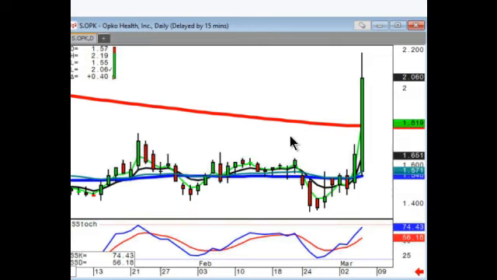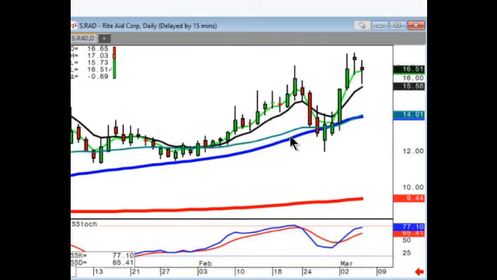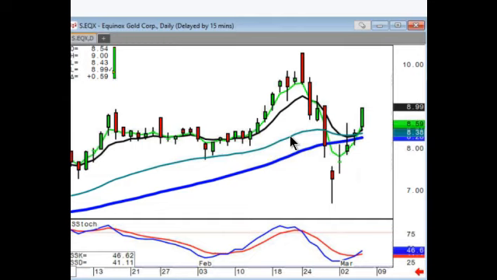OPK, big breakout. Now you have to trade this one off your 10-minute chart. But expect at least a 45 degree. The Qs short, again, if the market opens lower tomorrow, this one's going to trade positive. Rite Aid pulled back, but it didn't do anything compelling as far as the selling. So if it opens positive, you still got a bullish double doji setup. Equinox, stay long. Nice bullish chart for the golds.